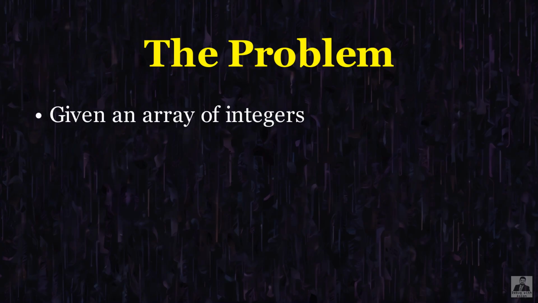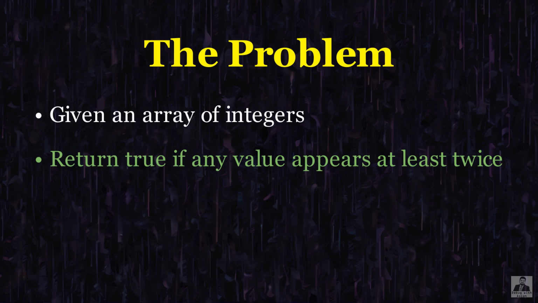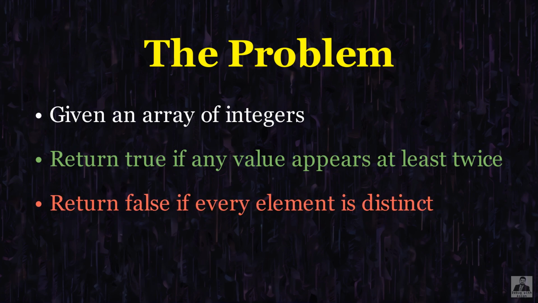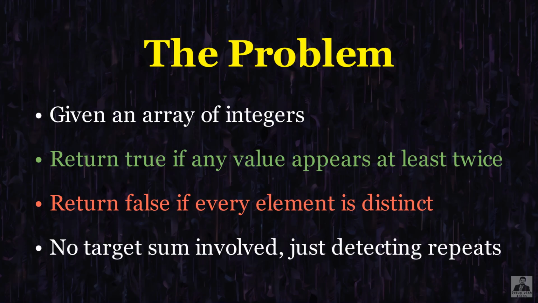The setup is about as simple as LeetCode gets. You get an array of integers, and you return true if any value appears at least twice, or false if every element is unique. There is no target to hit, no sum to compute. It is purely a question of, have I seen this number before? Asked as efficiently as possible.